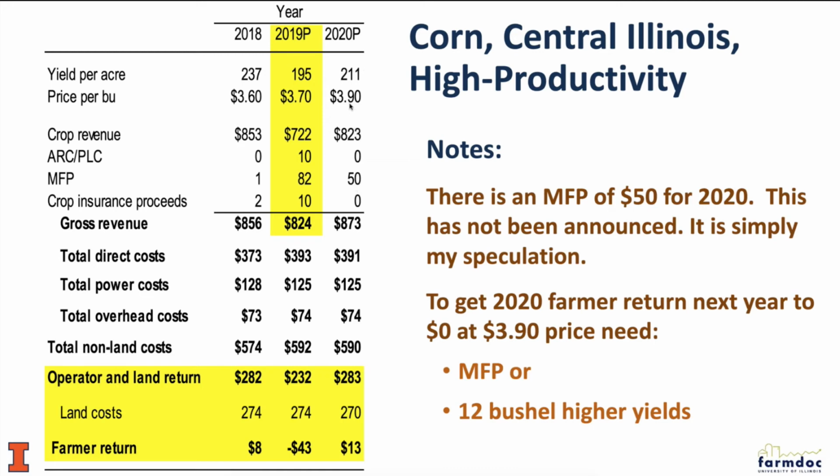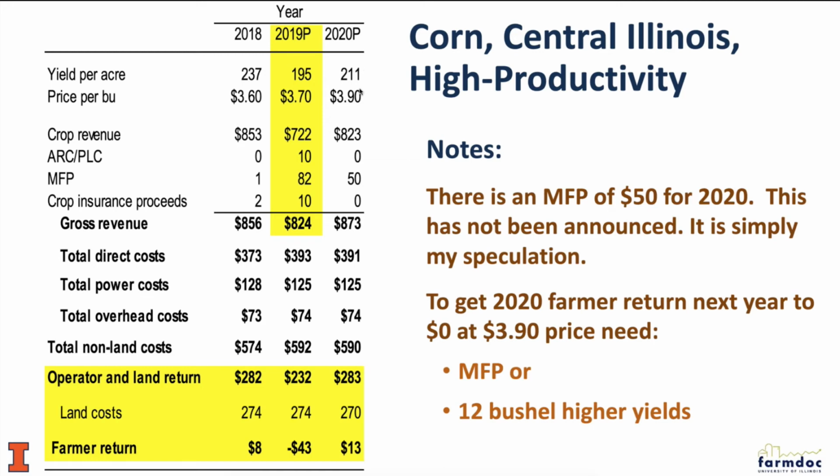And again, we got a $3.90 price, $2.11. 2020, if we want to get this number to 0, we either have to have this MFP payment or 12 bushel higher yields than 211. So another year of exceptional yields or MFP payment would get us to 0. That's at a $3.90 price, and you can argue with me. So whether that's the right price or not, that's a bit of a rebound. So to get to break even, you've got to have a higher price and a higher yield. Yep. Yeah. For next year.